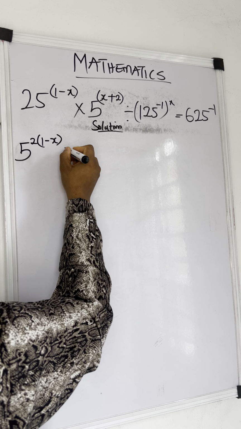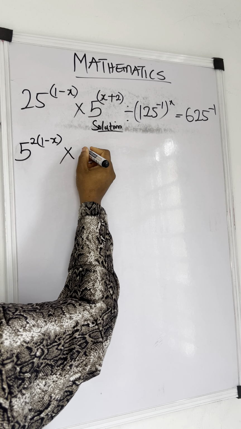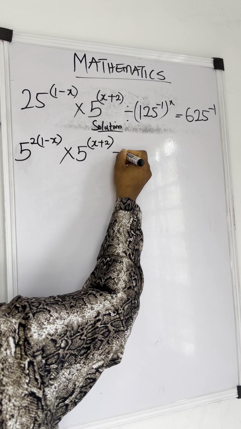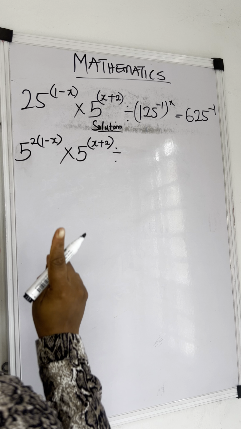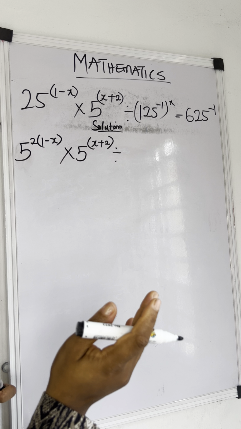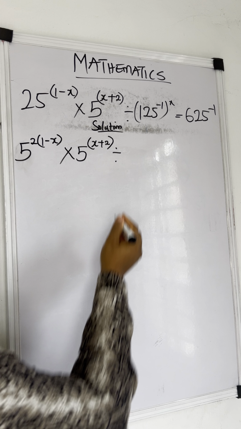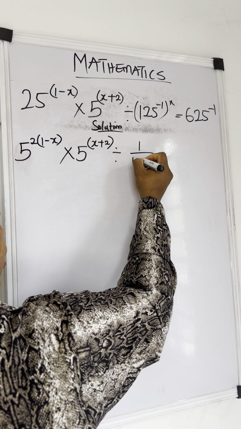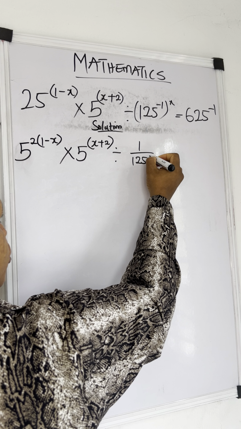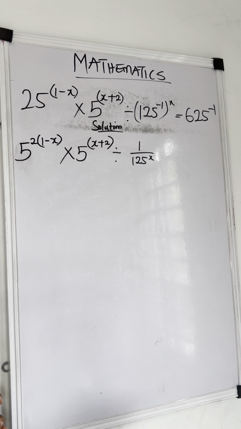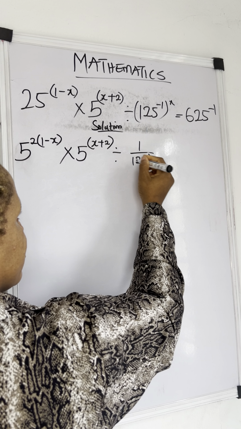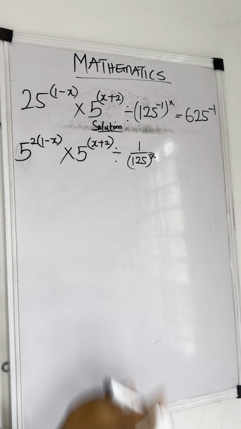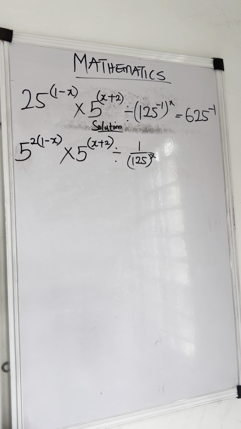That's for the first one, times 5, this is already in base 5 so we'll just put that there, raised to power x plus 2, divided by 125 raised to power minus 1. Remember the inverse law. So this is going to change to 1 all over 125 raised to power x. Let's put that bracket so it won't confuse you. Raised to power x. This is the same as this, right?